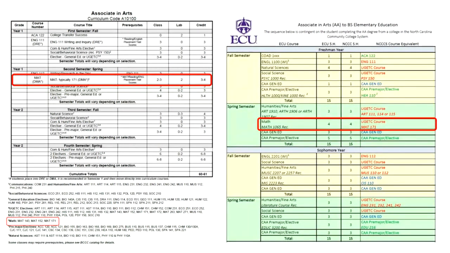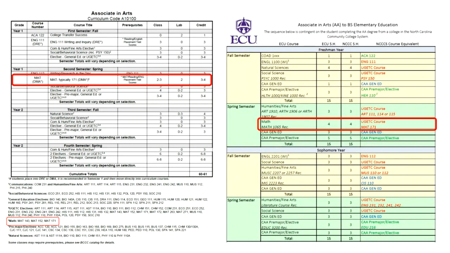They recommend 171 because that's usually the math that's most required at most universities. And you can see here, if this person were to want to transfer, after they earn their associate degree in 2 years, to ECU to earn their Bachelor of Science in Elementary Education, then you see on the left, these are the courses that ECU requires, and on the right, these are the courses that are the equivalent at Beaufort.